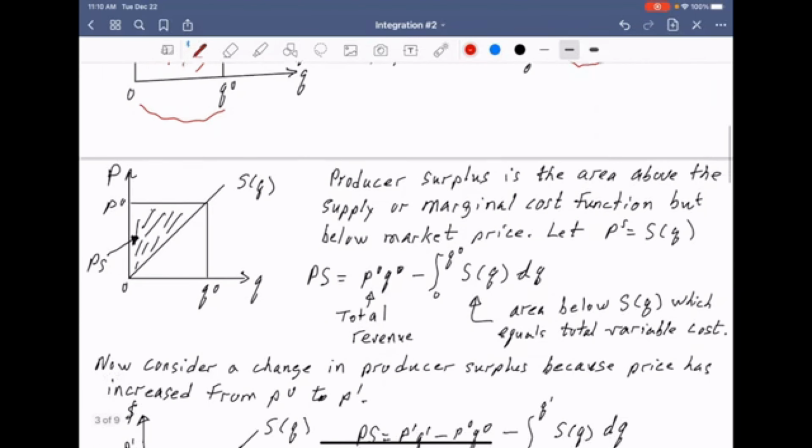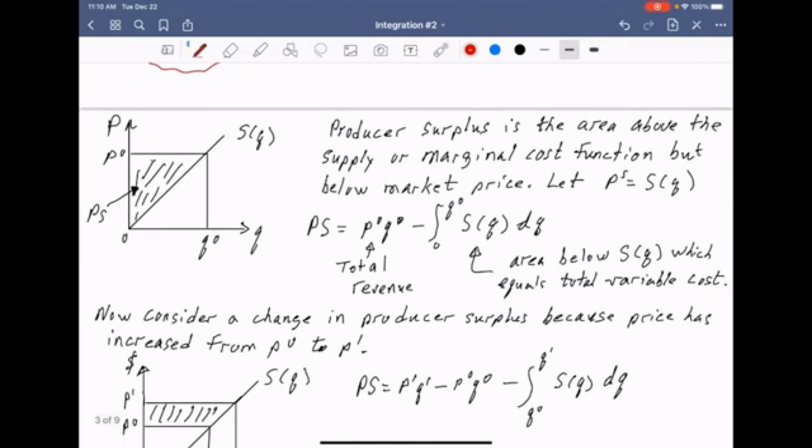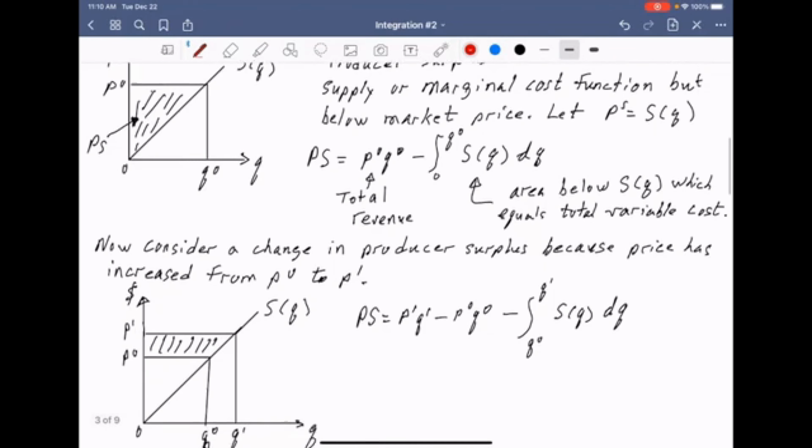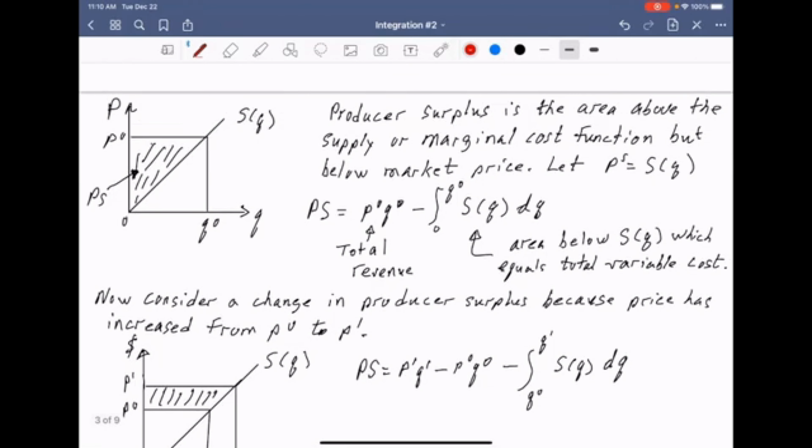The next thing is that the producer surplus is the area above the supply or the marginal cost function. So if it's a marginal, remember, then it's a total. For example, here we had marginal willingness to pay, and the consumer surplus is the total willingness to pay as the area under the curve. But of course, we had to subtract the cost of purchasing the Q0 amount. So here, the producer surplus is given by the area above the supply curve and below the price P0.